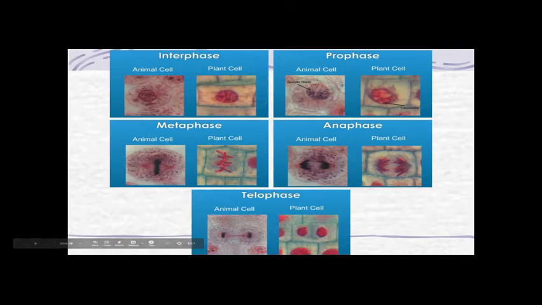So this is just a side-by-side view of each of the stages as an animal cell and a plant cell both go through mitosis.